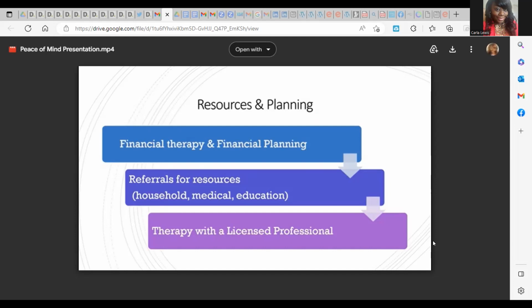Also, referrals for resources. I am able to make household referrals for medical, education, household items, rent, mortgage, just those things that sometimes we do need a little help with, and makes things a lot easier, especially if you have mountains of medical bills. So if you stay in the state of Georgia, I am able to make referrals for those resources if needed.